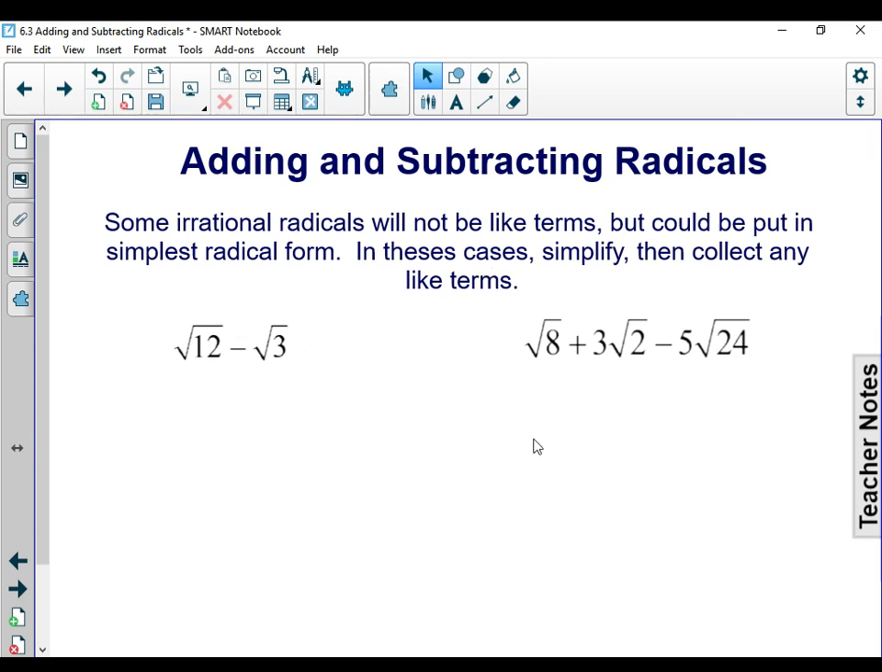How can these take a step up? Well, I look at these problems and I say, well, 12 and 3, they aren't the same. But could they be? Possibly. So go ahead and reduce any radicals that can be reduced, and then see if you can add or subtract.